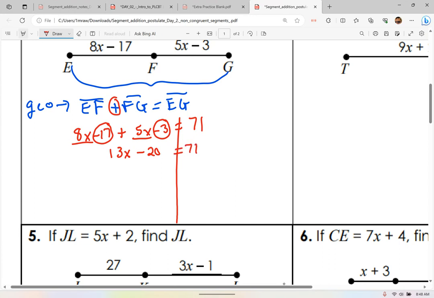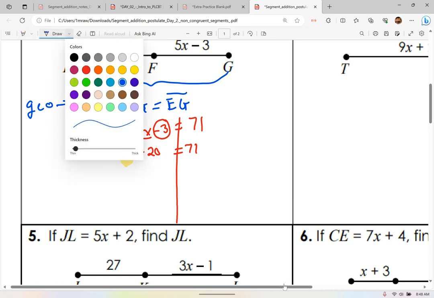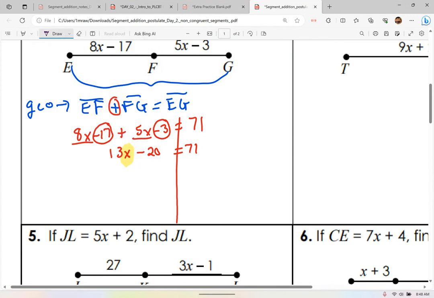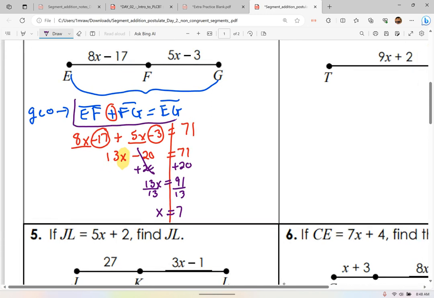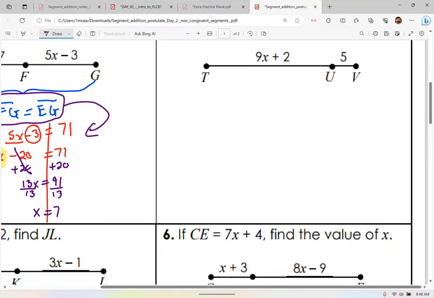Now we undo, because we want to solve for x. We've got to isolate x, so we're going to undo everything else. First we get rid of the negative 20 by adding 20. Then that cancels and we get 13x equals 91. Then we divide, because that's multiplication, 13 times x. And 91 divided by 13 is going to give me 7. So x is equal to 7. That's how you would do it. Remember, we're using our segment addition postulate, that's the geometry, and then we substitute our values in, that's our algebra. Okay, let's try a couple more.